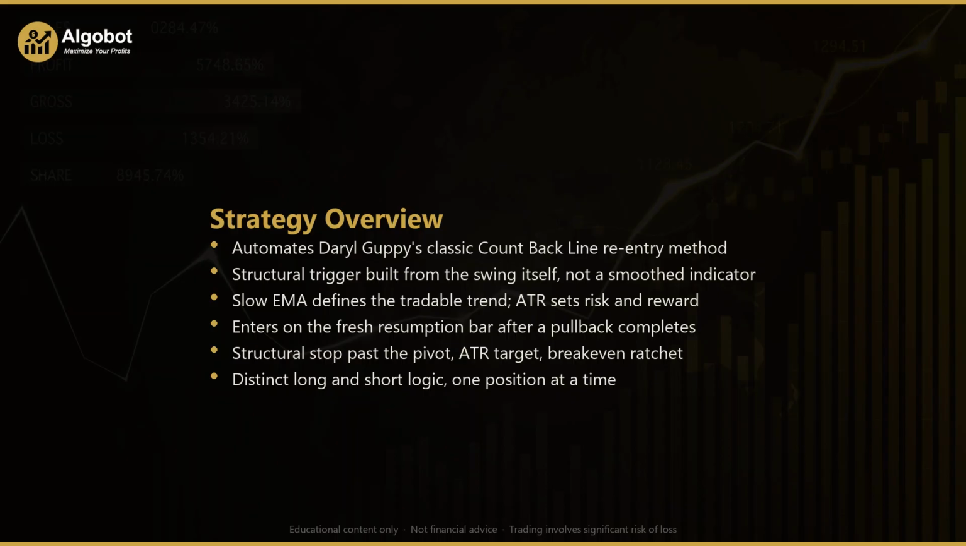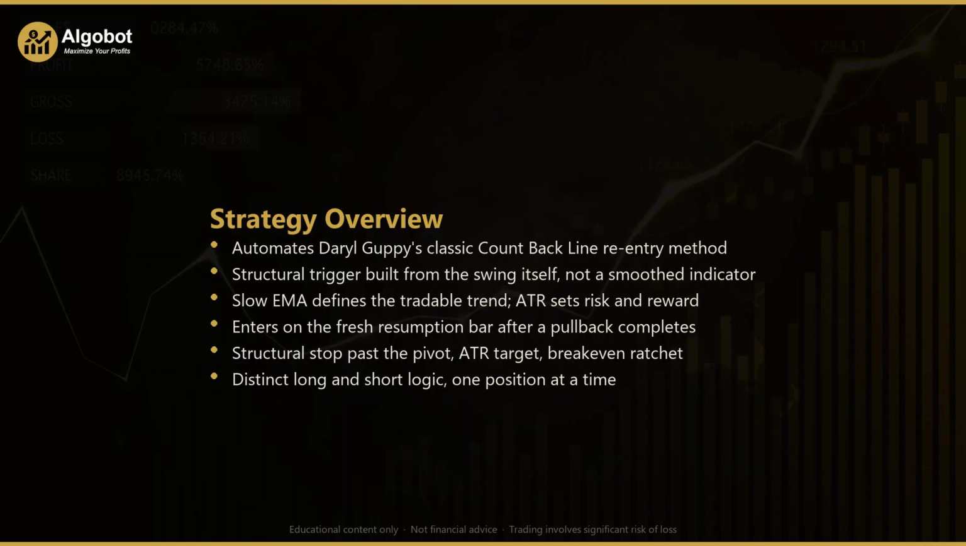A slow exponential moving average, with a default period of 100, defines the trend regime. The EA checks both where price sits relative to that average and which way the average is sloping over a short look back. On top of that, an average true range reading, with a default period of 14, measures current volatility, and that volatility figure is used to size the stop-loss distance, the take-profit distance, and the break-even move.